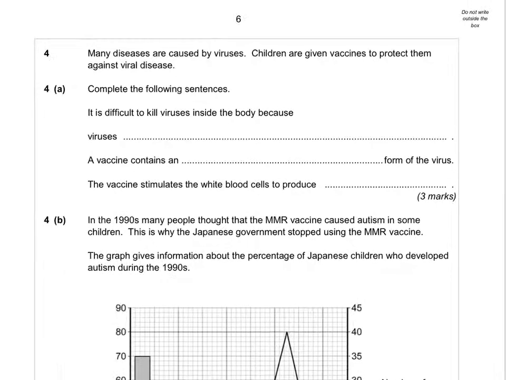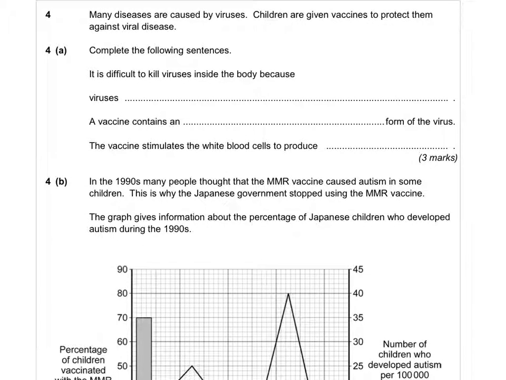Question 4. Many diseases are caused by viruses. Children are given vaccines to protect them against viral disease. Complete the following sentence. It is difficult to kill viruses inside the body because viruses live inside cells. Okay, so that's what we need for that first bit. So once a virus gets inside our body, they go inside the cells, and they do that for the sole purpose to replicate themselves so that they can make more copies to invade other cells.